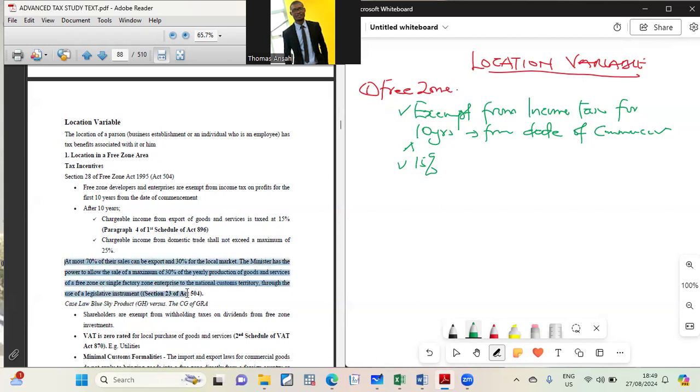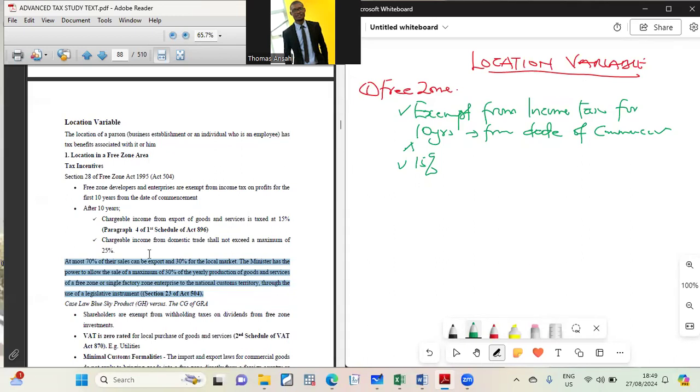But they are also regulated in such a way that 70% of their sales can be exported and 30% in the local market. So they should be doing more export so that Ghana will get foreign exchange.